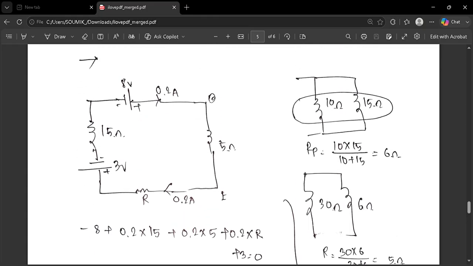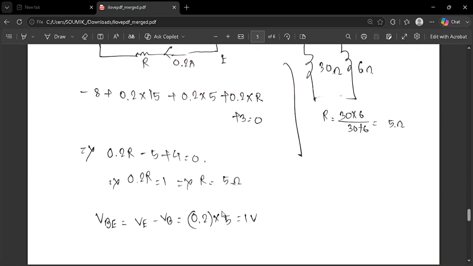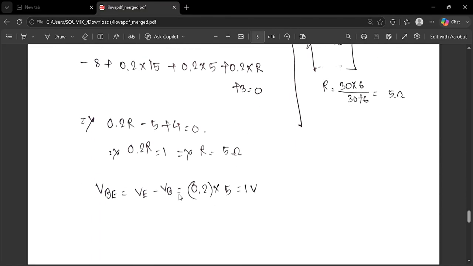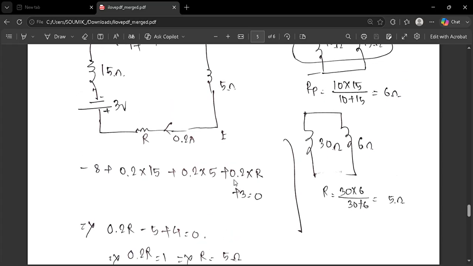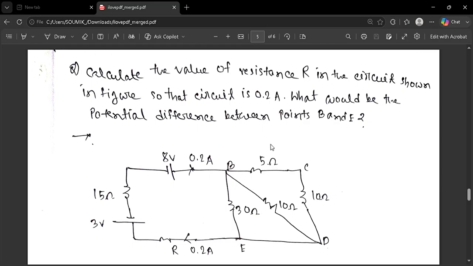And we are also asked to find the potential difference between B and E point. So VB minus VE is equal to I into this 5. This is 1 volt basically. This is not a difficult question, and it appeared in CBSE 2012. We can solve this problem by calculating this R and the potential difference between B and E, by solving this circuit from the right side.